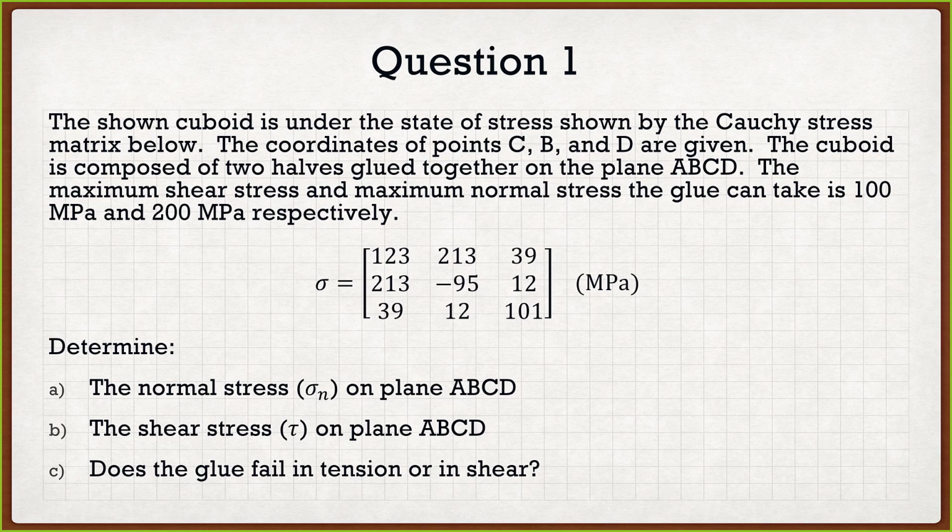Now it says that the maximum shear stress and the maximum normal stress the glue can take is 100 MPa and 200 MPa respectively. I like this question because it's almost similar to what we do in actuality. Basically, we have 2 solids, we glue them together, and we're going to apply some stress. The whole goal of this question is to determine, will this break? Will the glue separate? So the question has 3 sub-questions. The first is, what is the normal stress? The second is, what is the shear stress? And then finally, after we have our normal stress and our shear stress, all we have to do is compare it to the limits given in the question, and we can say, okay, does it fail in tension, which would have to do with the normal stress, or does it fail in shear? So that's all we're basically doing.